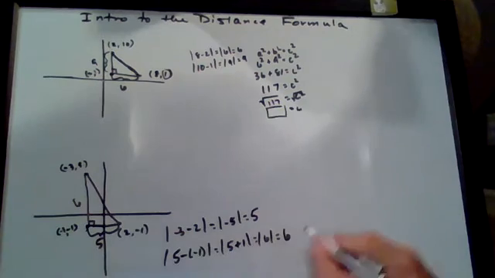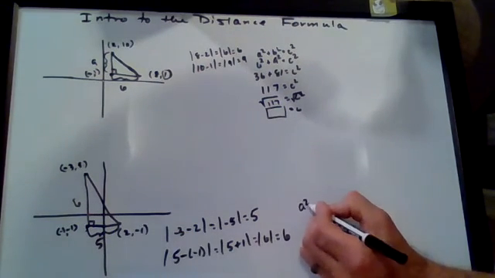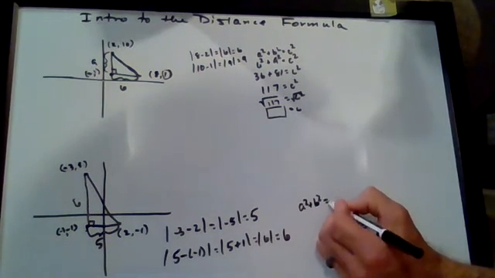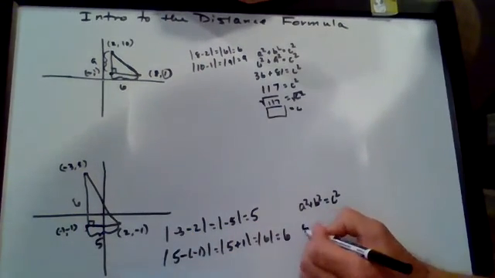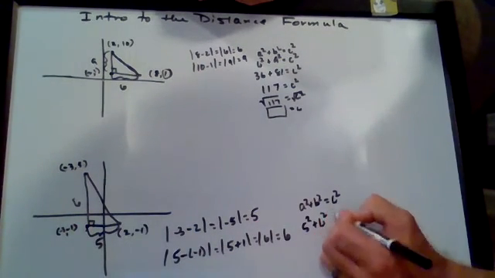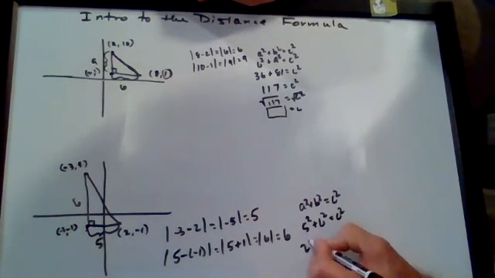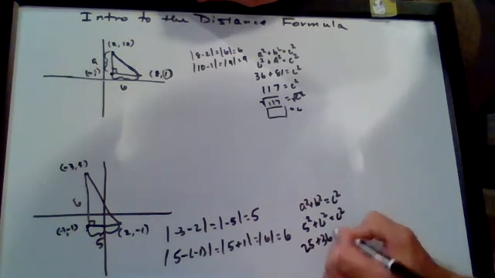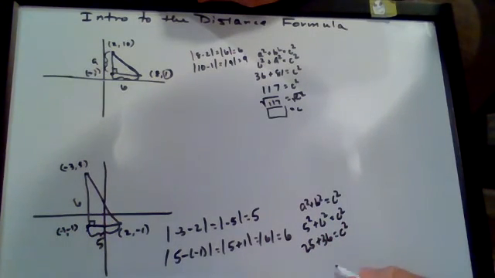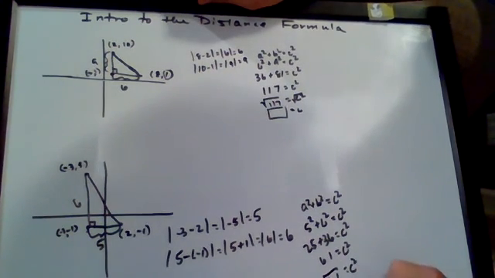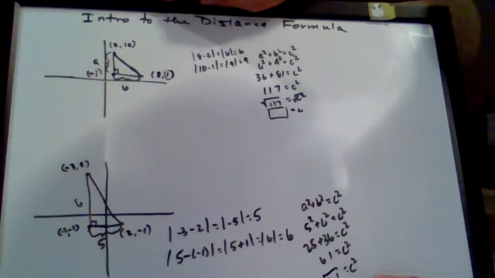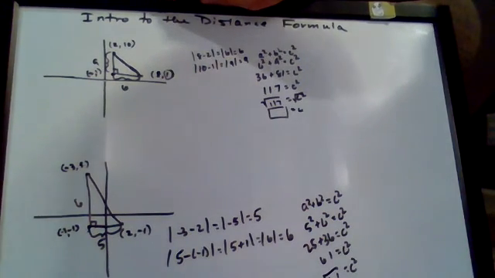So now I can use my Pythagorean theorem, a squared plus b squared equals c squared. Put in my 2 legs, 5 squared plus 6 squared equals c squared. 25 plus 36 equals c squared. When I do the adding, I get 61 equals c squared. And when I take the square root, c equals something in between 7 and 8.